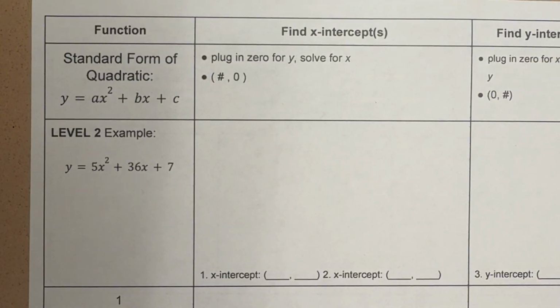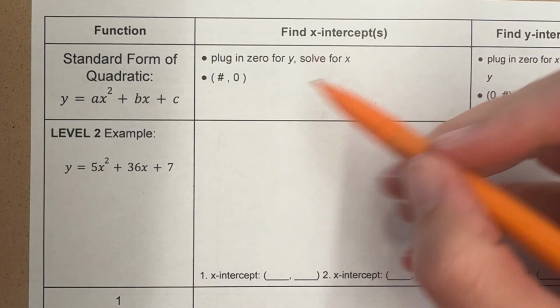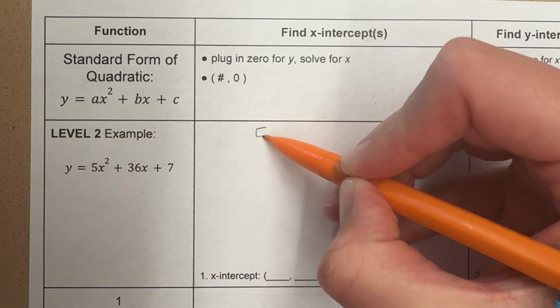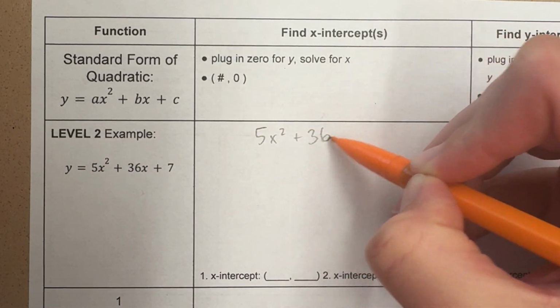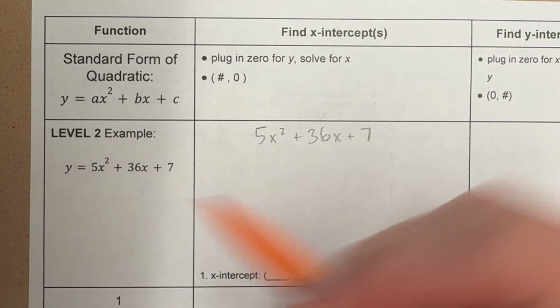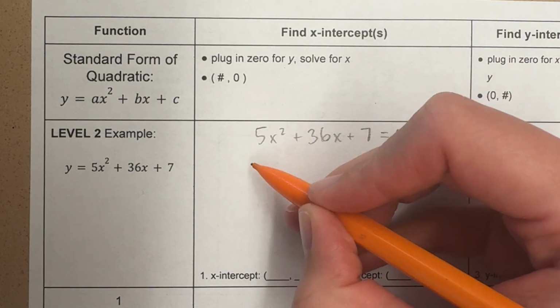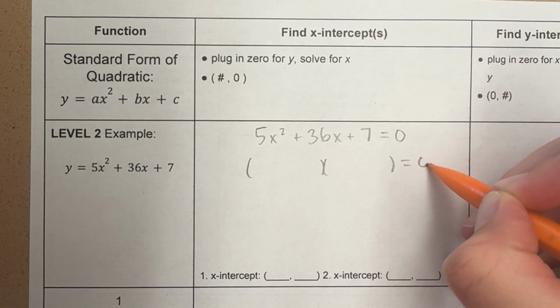All right, here we go. X-intercepts. What am I doing? I'm plugging in 0 for y. So 5x squared plus 36x plus 7 doesn't equal y anymore. It equals 0. Let's solve by factoring.